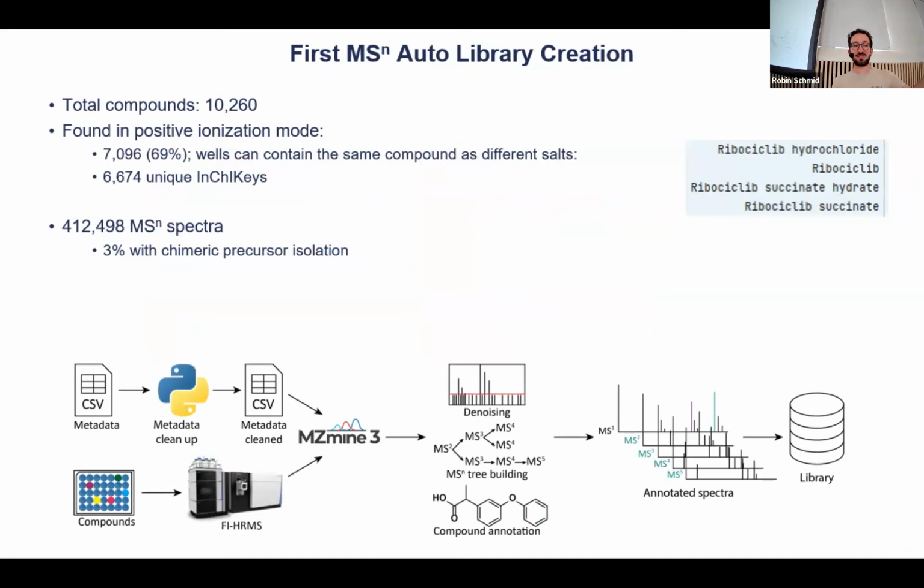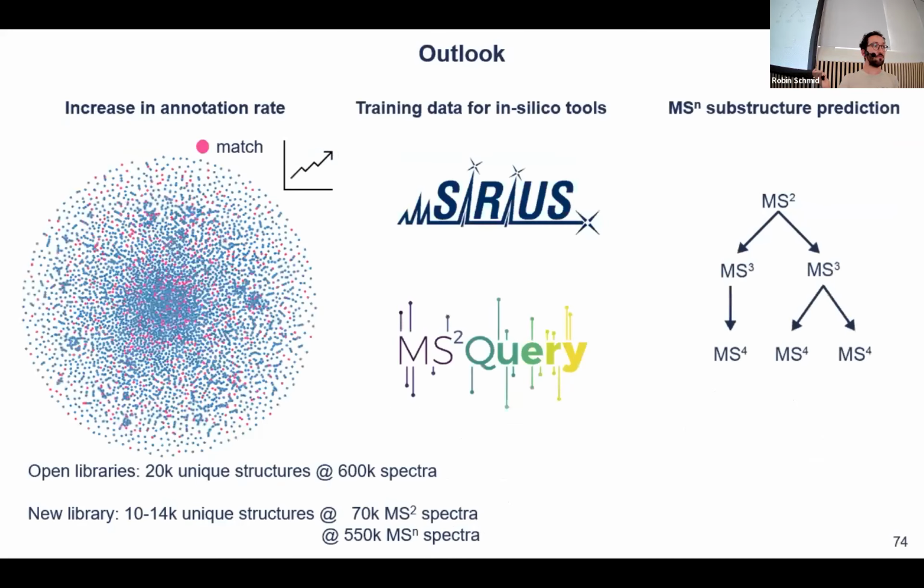We did the 10,000 compounds first, but those numbers are kind of outdated because we already cleaned up the metadata more. But even with this not-clean metadata, we got like 7,000 of those compounds matched. So we got MS2 spectra for almost 70%.